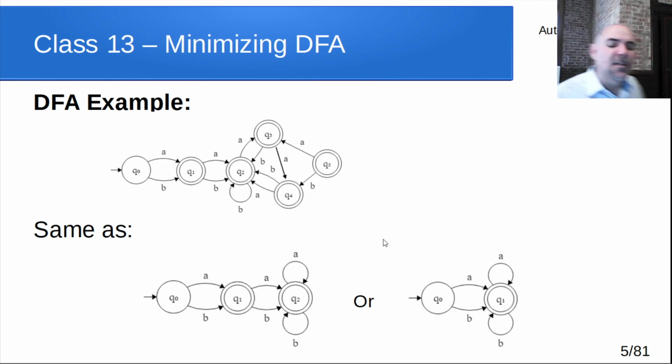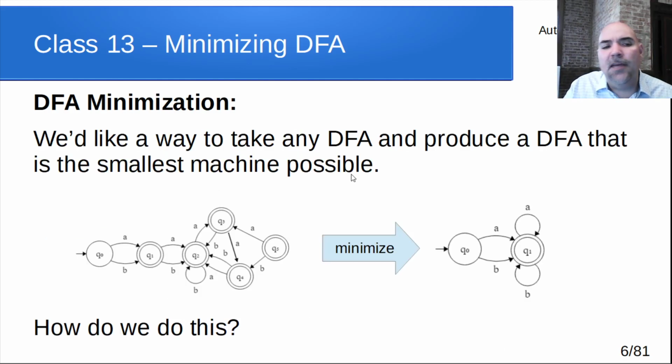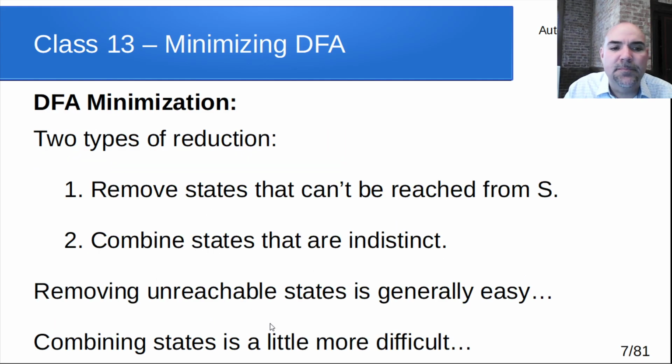So the question is, how do we get from this to that, though? How would we show that this could actually be replaced by that and be sure, without having to just try a bunch of stuff or kind of puzzle it out and try to figure it out? We want to have some sort of algorithm that actually does that. So what we'd like is a way to take any DFA, no matter how complicated it is like this, and run it through that system and have it produce a DFA that's the smallest machine possible that represents that same language. So how do we do that?